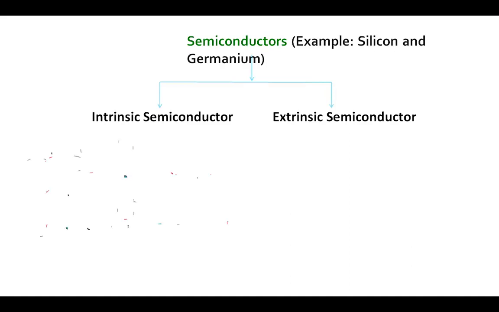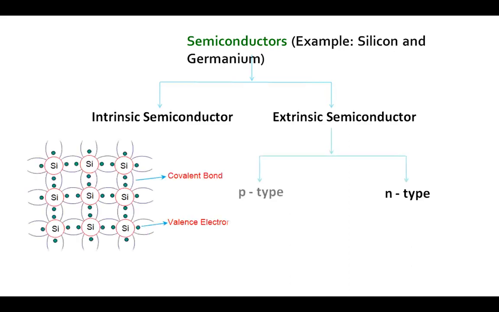One is intrinsic and the second one is extrinsic. The extrinsic semiconductor is the p type and n type material. The diagram shown here is the crystal structure of silicon, indicated with the covalent bonds as well as the valence electrons for silicon.